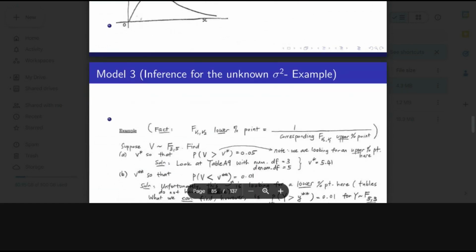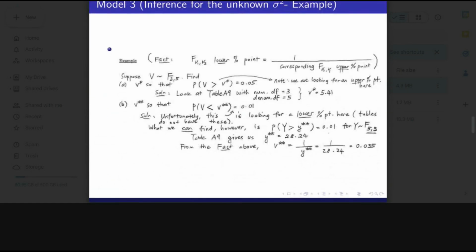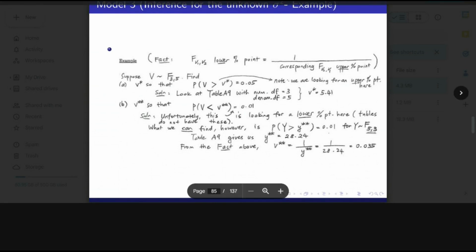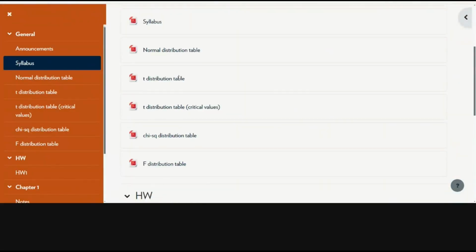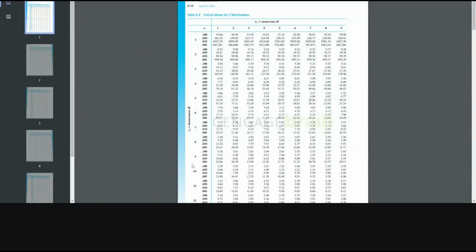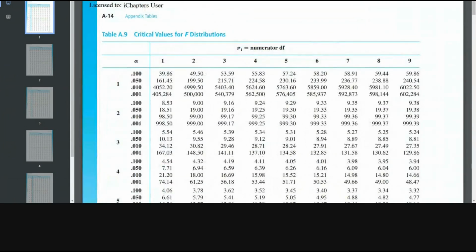So the first thing is we are going to show you how to read the F table. I have also put an F table on our page on Moodle. Let me show you what it's like. The F table is a very inefficient table. You know why? Let me show it to you. It is very inefficient because there are 2 degrees of freedom you need to worry about.